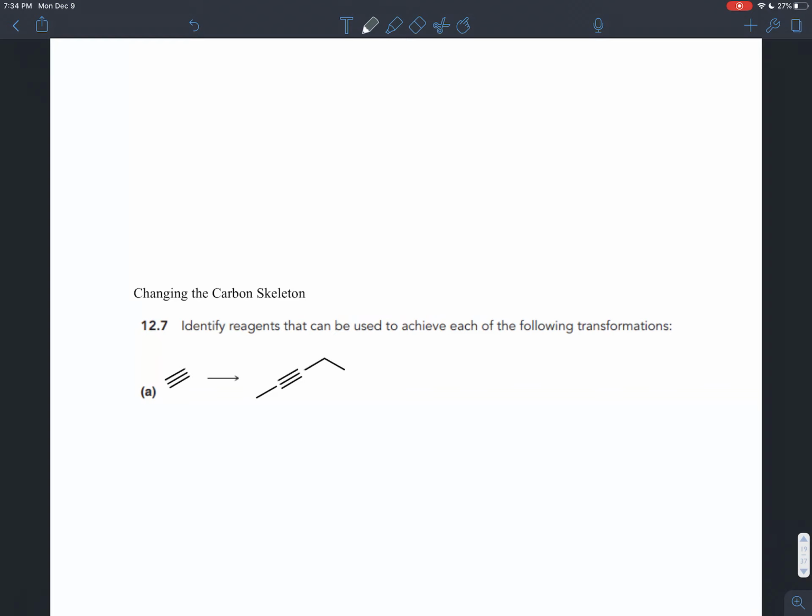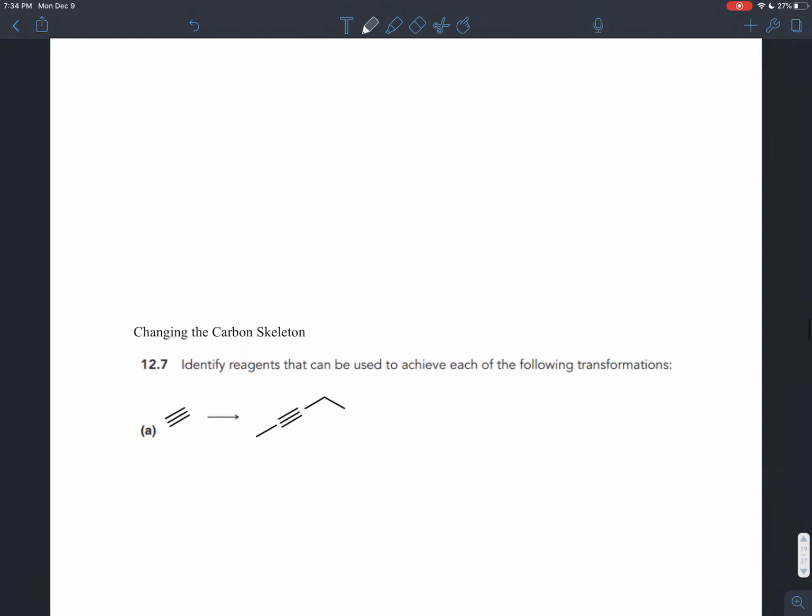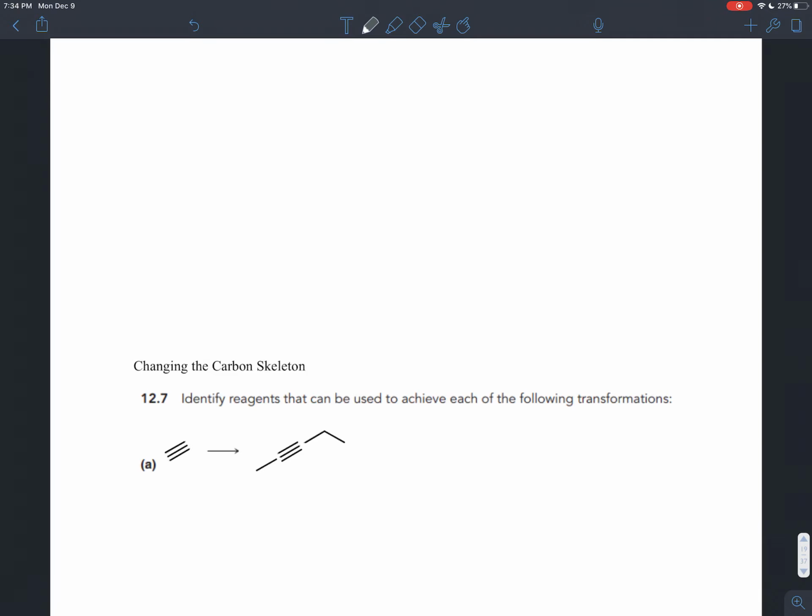In exercise 12.7, we're going to see a pattern that recurs in a lot of multi-step syntheses, and that is changing the carbon skeleton. There are two ways you can change the carbon skeleton. You can add more carbons, or you can take carbons away. We only know one way to add more carbons. That is to use a terminal alkyne.